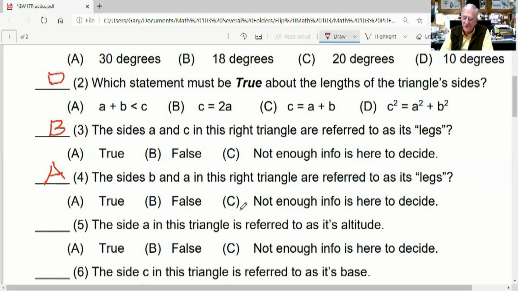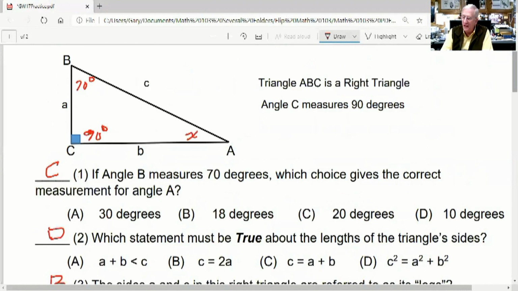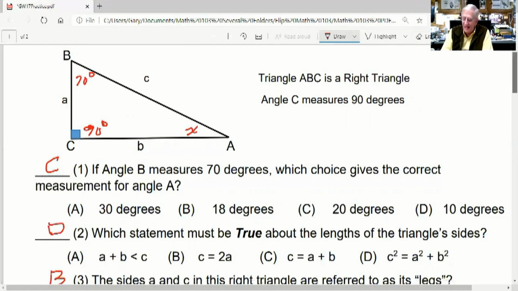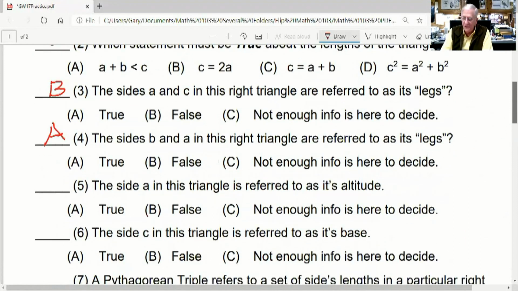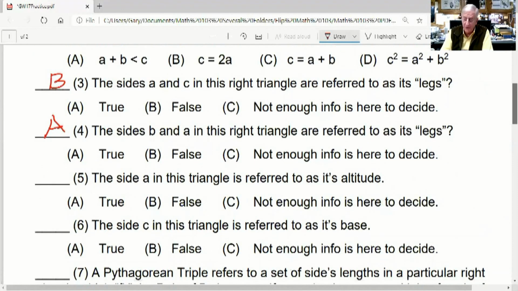The side A in this triangle is referred to as its altitude. Altitude is another name for the height of the triangle, right? So how tall the triangle is, using this as the bottom, yes, that would definitely be A, all right? So therefore, that is a correct statement. A is referred to as the altitude or the height of the figure in this particular drawing.